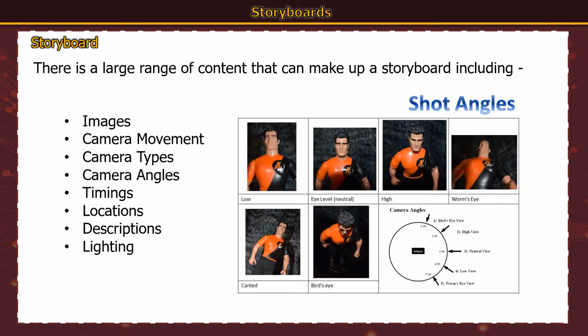Storyboards can be made up of quite a lot, such as images, the movement of the camera type, the angles of the camera, or should I say the different angles as shown here on the right hand side, the timing of how long a scene lasts, the location of where the scene is going to be filmed or take place, a description of something that happens within the scene, or some dialogue, and even right down to the lighting.